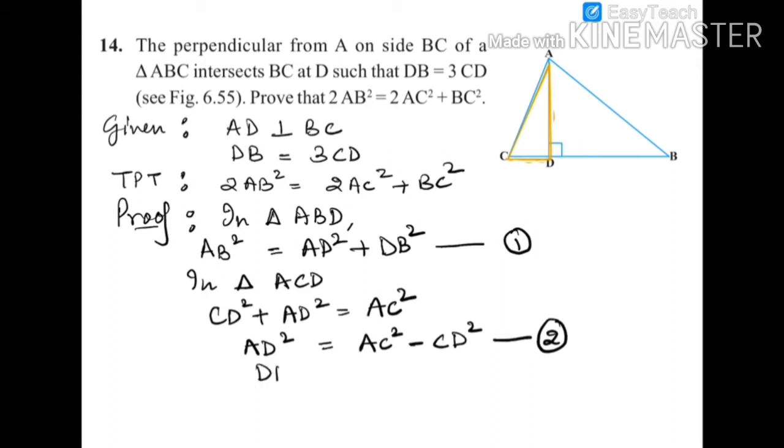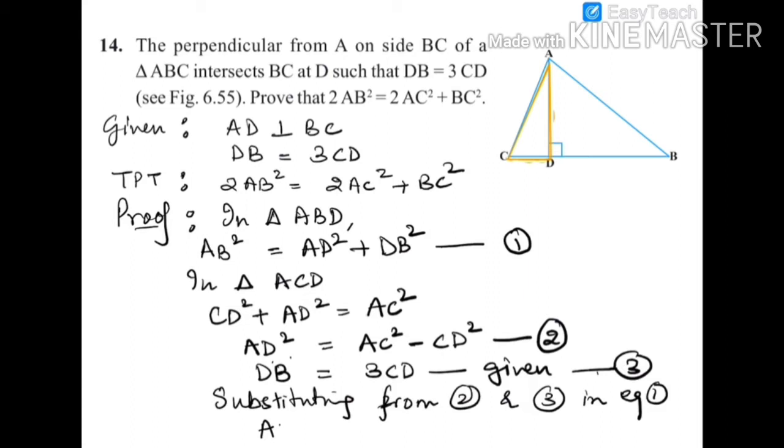Also we know that DB is equal to 3 times CD. This is given. Let's mark this as 3. So now we have AD and DB in terms of some other sides of the triangle. So let's replace AD and DB in equation 1.